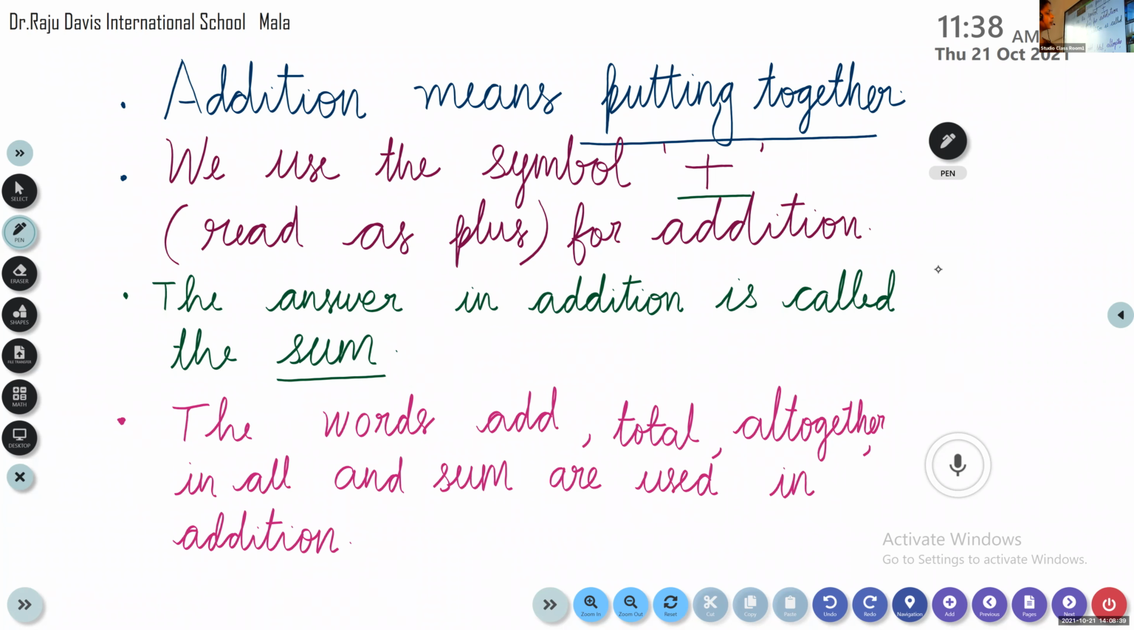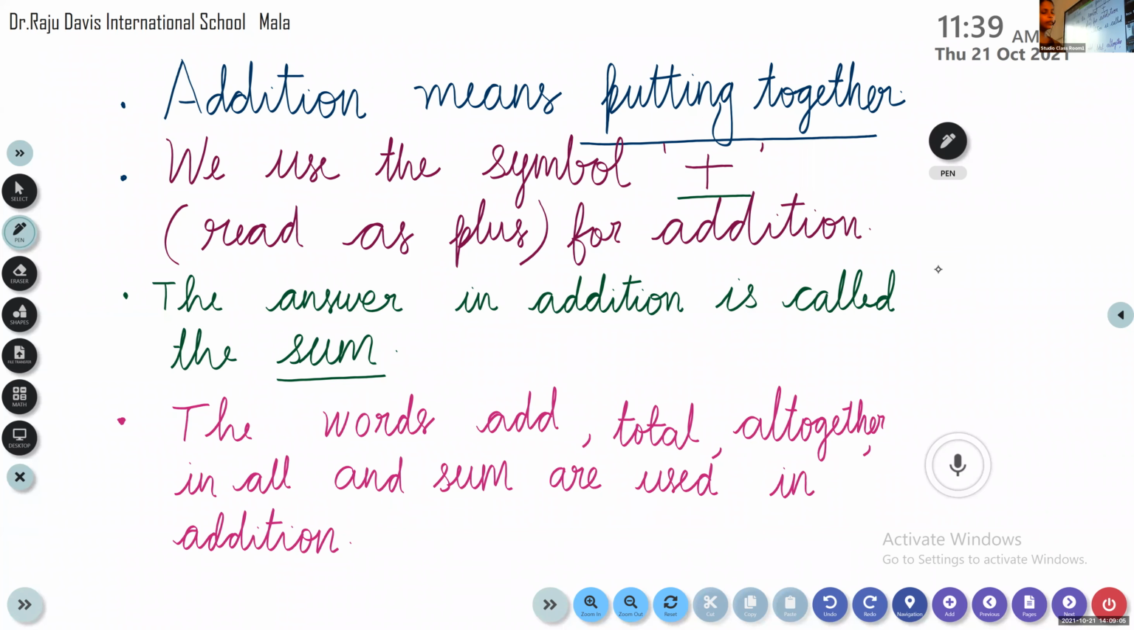And the last one, the words add, total, all together, in all and sum are used in addition. Very good, very good.